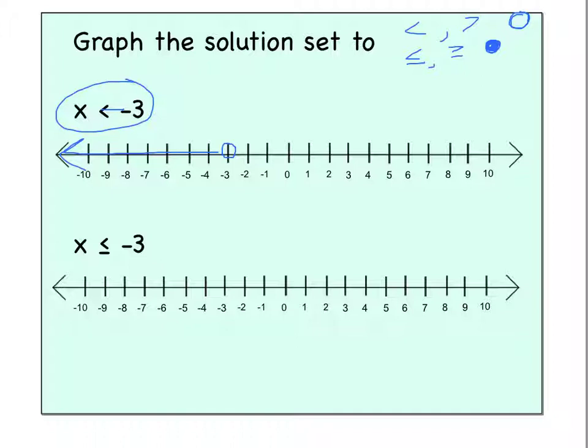So you could check to see, is negative 10 less than negative 3? Yes, it is. Is negative 8 less than negative 3? Yes, it is. So it tells us that everything to the left of this point is less than negative 3.